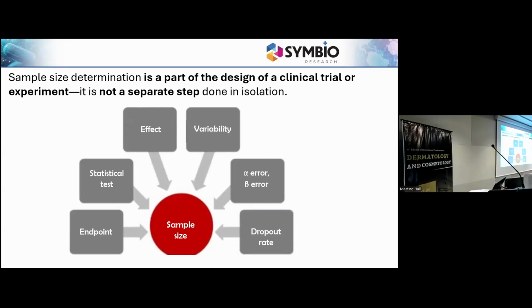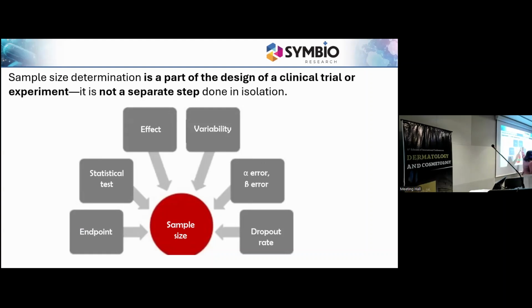So let's talk about sample size determination, and I will not go into detail about it. When we are talking about sample size, we want to have a clear endpoint. Depending on the endpoint, we want to know what type of statistical test we can use. It can be a two-sample test, or if it is paired data, it can be a paired Wilcoxon signed-rank test. We want to know the effect: what is the effect that we are looking for? Is it a 2-grade improvement, a 1-grade improvement?